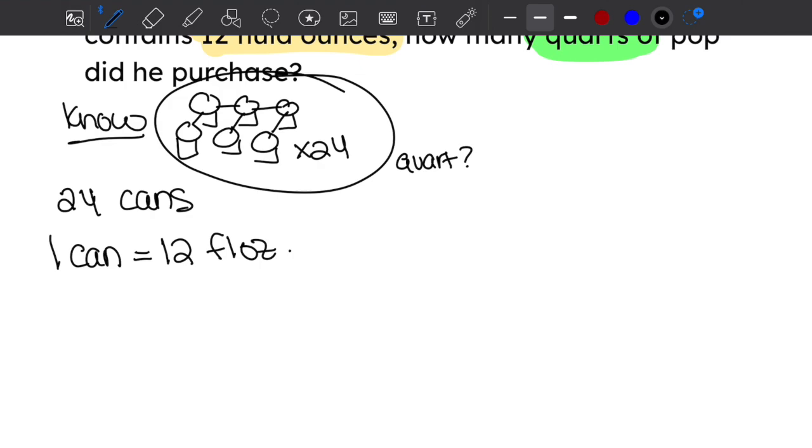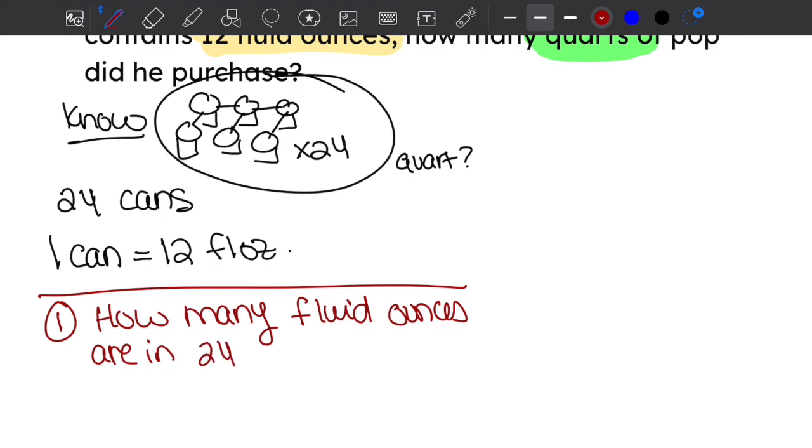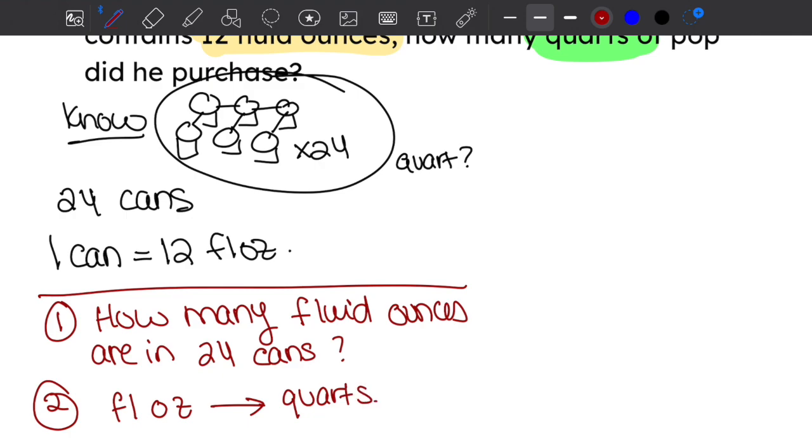So let's put pen to paper and write that plan down. Step number 1 is, how many fluid ounces are in 24 cans of Coke? Then step number 2 is I can convert that measurement in fluid ounces into quarts. Okay? All right, let's begin. Step number 1.